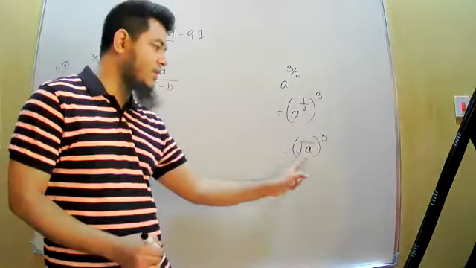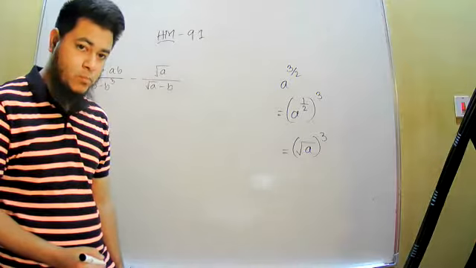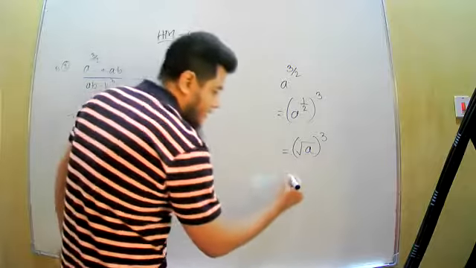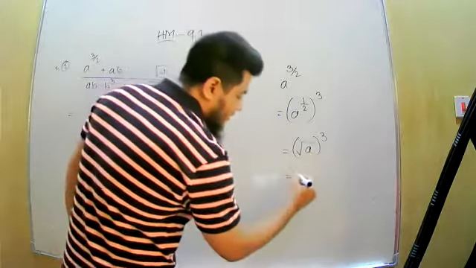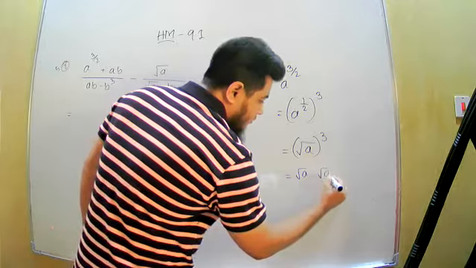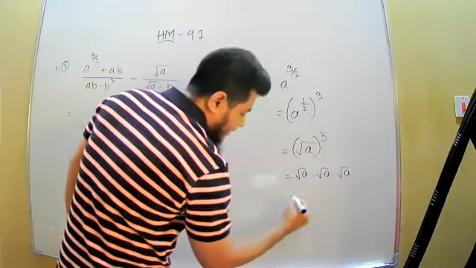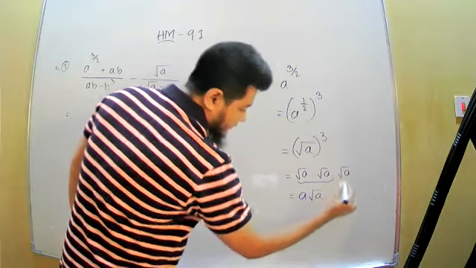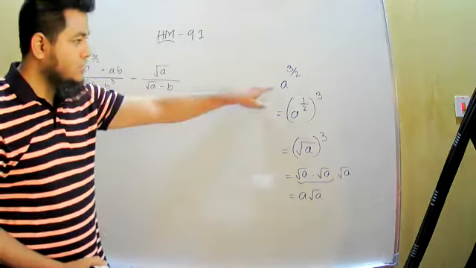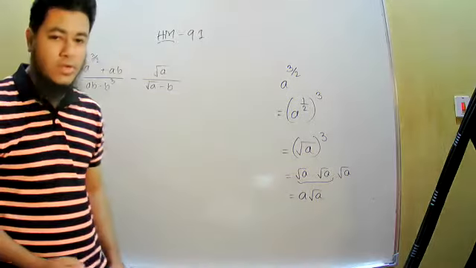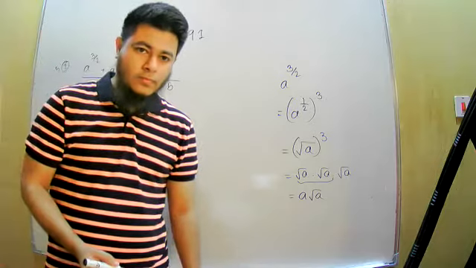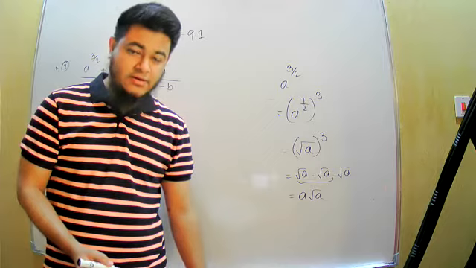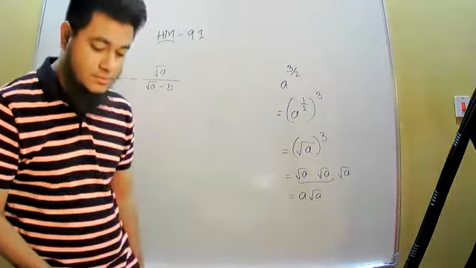So will it be okay if I write it in this way? Right? And root A whole cube. What does this mean? Root A into root A into root A. Now we know that 2 root A will become A and 1 root A will be left. So it will be A root A. So this one, can I write directly A root A? Can I write it? Sir, yes.